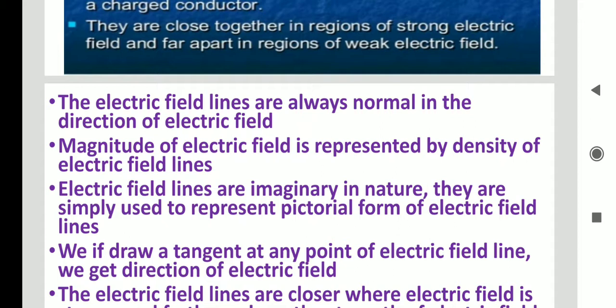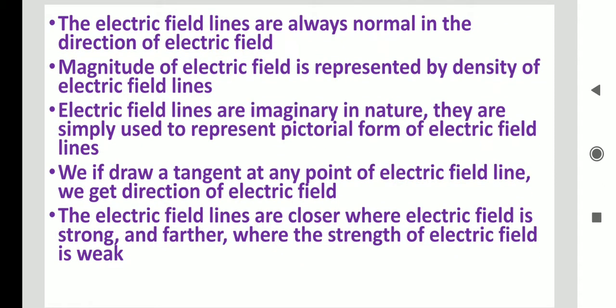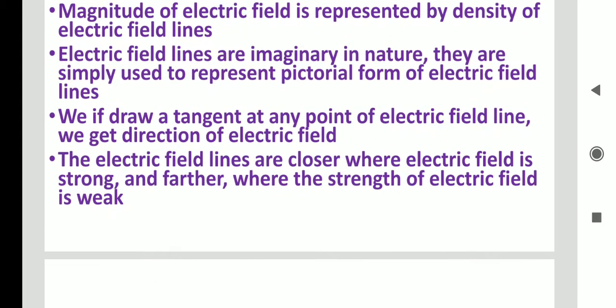The field lines are always normal in the direction of electric field. Magnitude of electric field is represented by the density of electric field lines. Electric field lines are imaginary in nature. They are simply used to represent the pictorial form of electric field. If we draw a tangent at any point of an electric field line, we get the direction of electric field. The electric field lines are closer where electric field is strong and farther where the strength is weak.